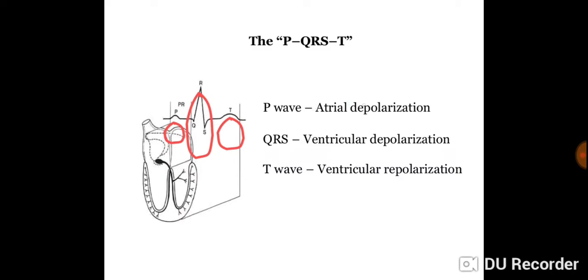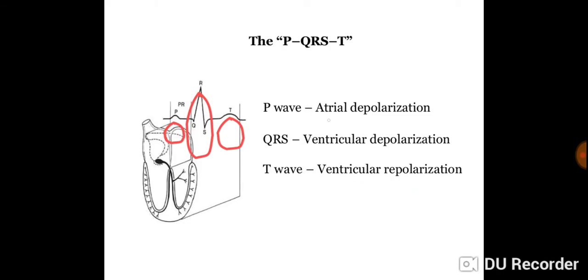P wave represents the atrial depolarization. Now, that is when your atrium will start to contract after it gets depolarized. The QRS complex shows you the time when ventricular depolarization is happening. The T wave is when the ventricles are being repolarized.